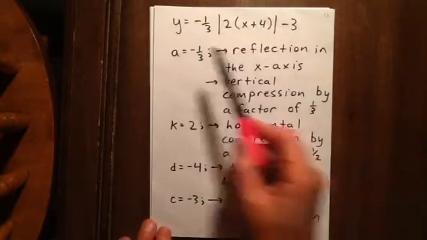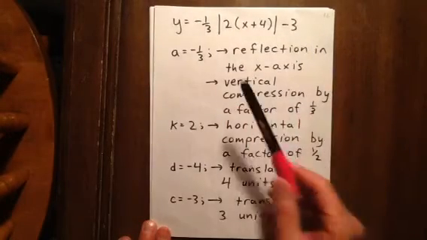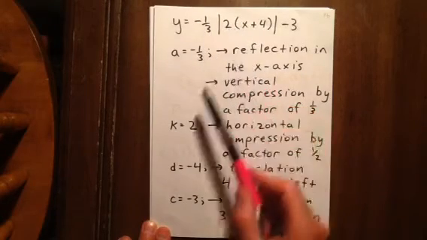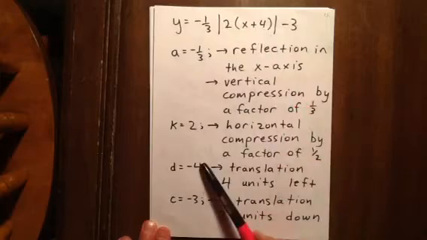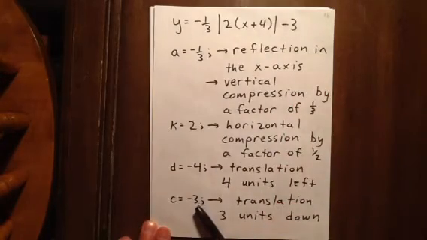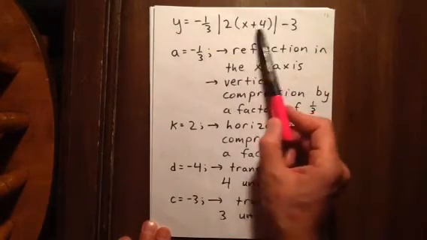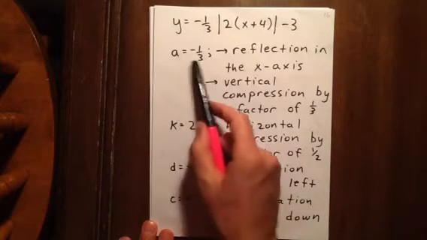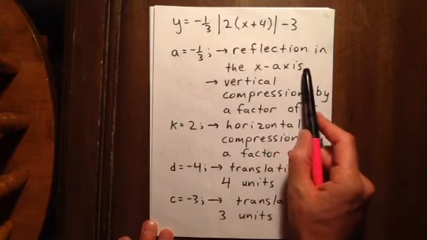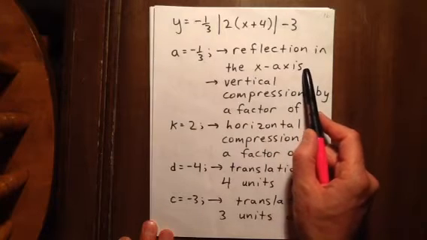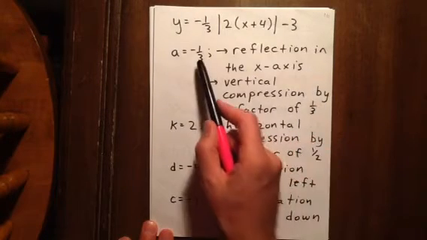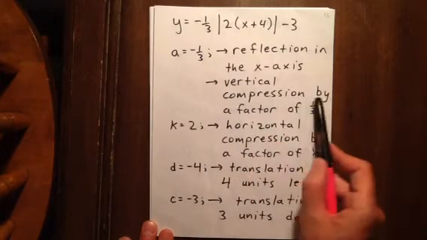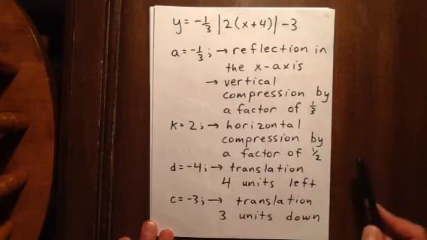Well, if we're given this function here, we see that a is negative 1/3, k is 2, d is negative 4, and c is negative 3. Remember, for d we changed the sign from what we see there. An a value of negative 1/3 means we're going to have a reflection in the x-axis, and the 1/3, since we're multiplying that by the y-coordinate, we're going to have a vertical compression by a factor of 1/3.